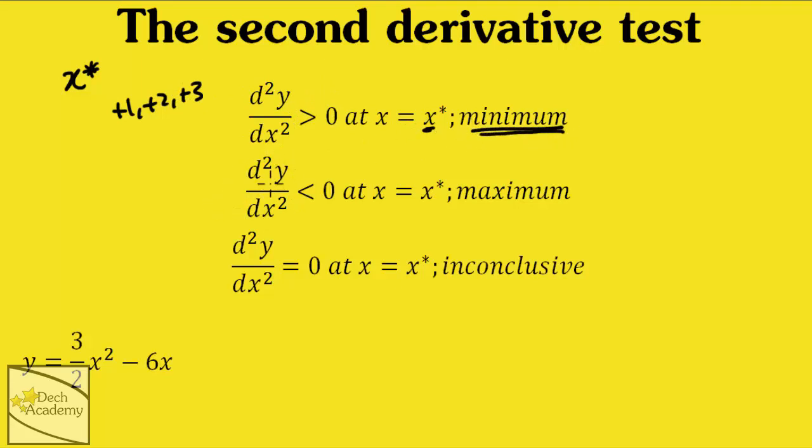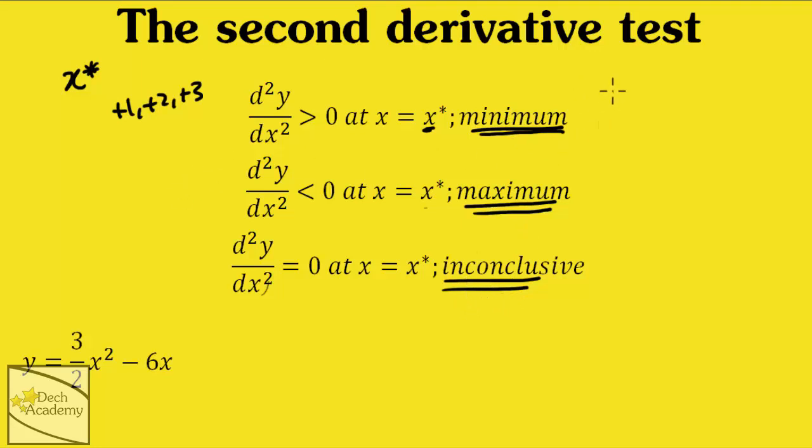If the second derivative is less than 0, so if the second derivative takes negative values or has a negative value at the stationary point, then the stationary point is a maximum. If you find that your second derivative is equal to 0 at the stationary point, then the test is inconclusive. So that means you don't know whether the stationary point is a minimum or a maximum. So you have to use a sign test in such a case.